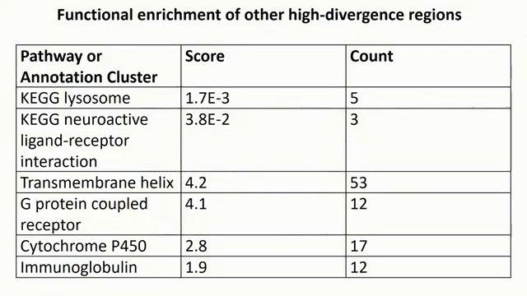We also pulled out all the high divergence regions between Bamako and non-Bamako across the genome. We took the genes in those regions and we did functional enrichment via DAVID to look for any themes. What we see is that the cytochrome P450s I showed on the previous slide aren't unique. There are a number of them in high divergence regions across the genome. We also seem to see some kind of signaling theme with the GPCRs here and the ligand receptor interactions here.